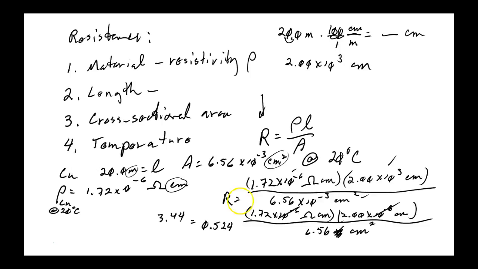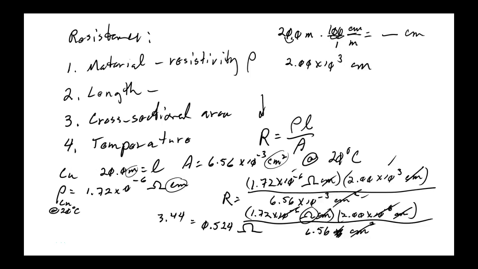What unit do you reckon? Here, the centimeter and centimeter cancel, centimeter squared divided by centimeter squared. They disappear, and that just gives you ohms. 0.524 ohms. That's the resistance in that copper wire. Now, that's half an ohm.